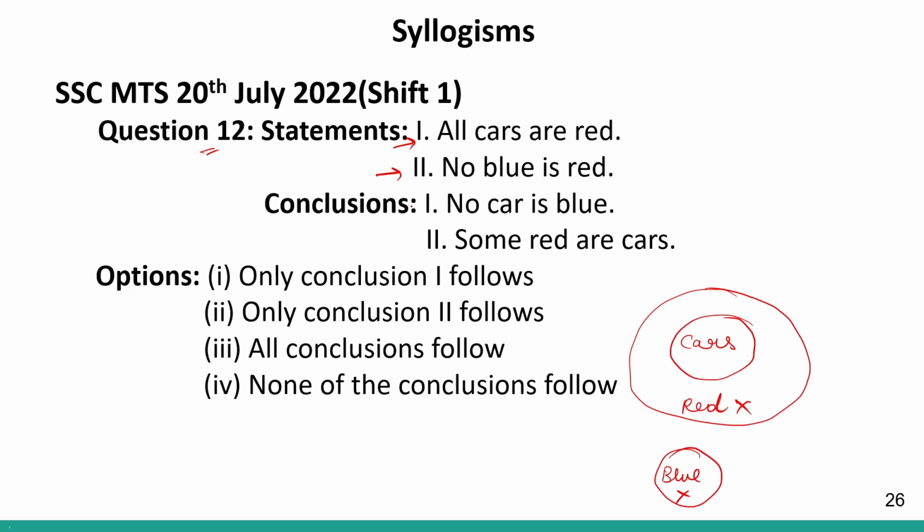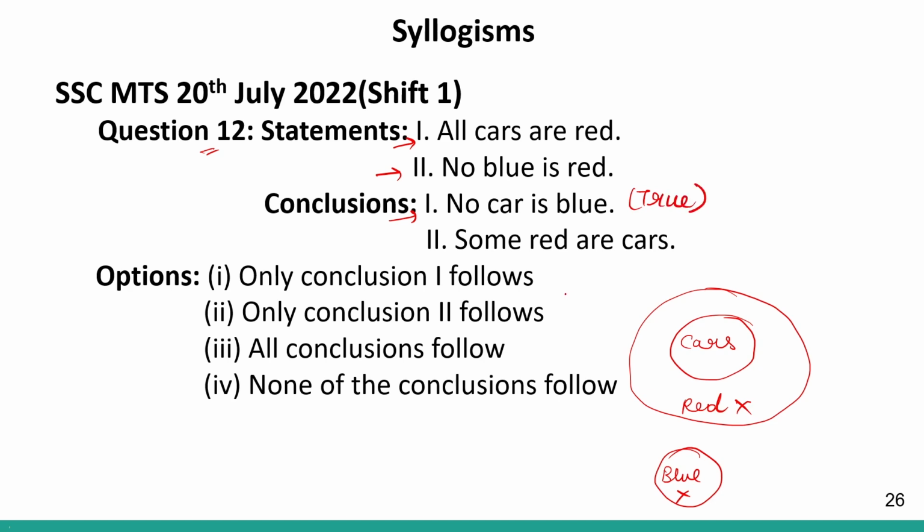Now let us look at the conclusions. Conclusion number 1 says no car is blue. So definitely this is true. Since red and blue are not overlapping, can cars and blue overlap? No, because cars is part of red. So if red and blue are not overlapping, cars and blue will not overlap. Therefore, no car will be blue. So this is a true statement.